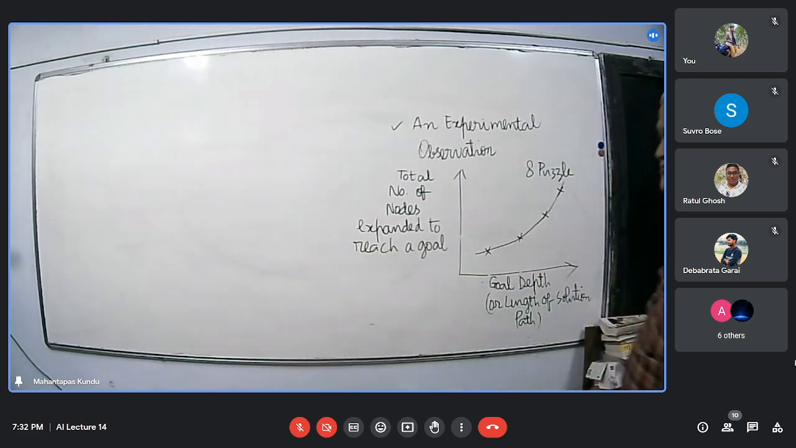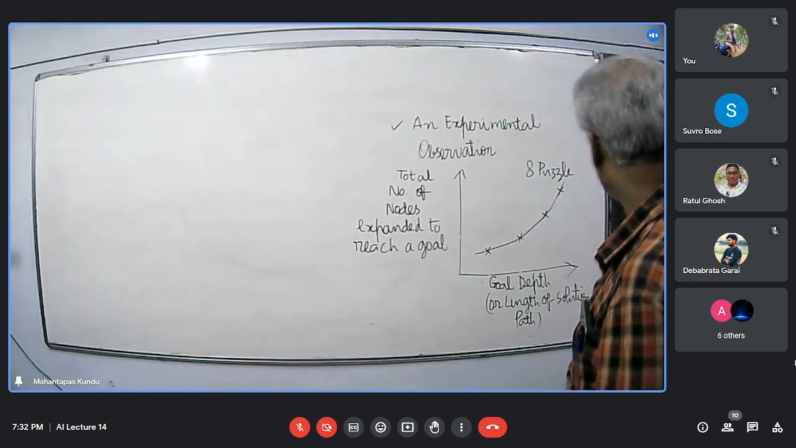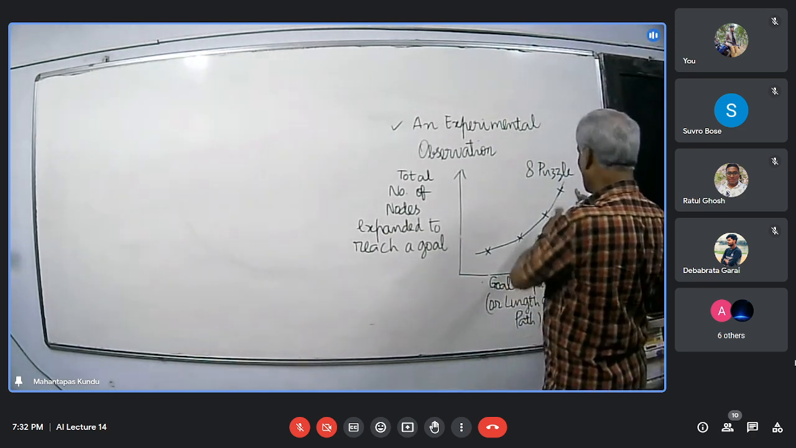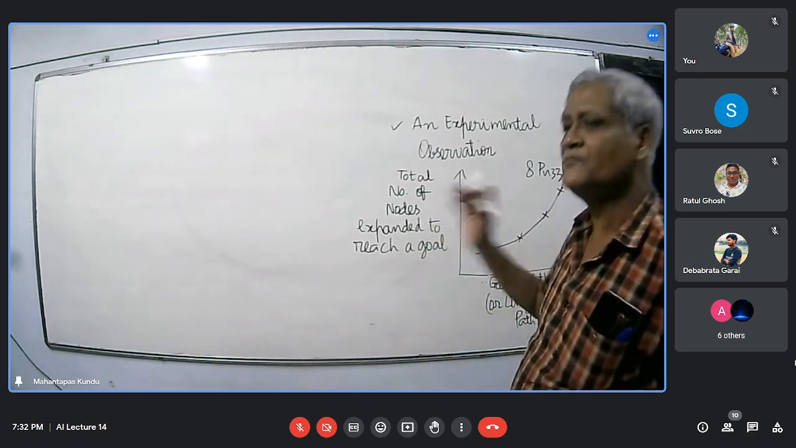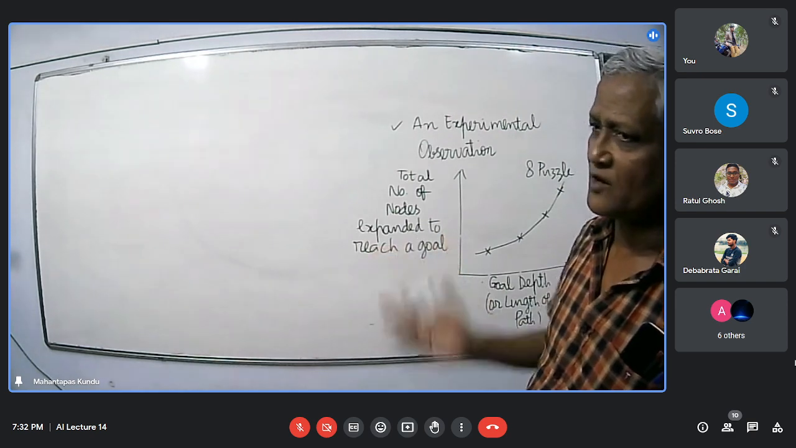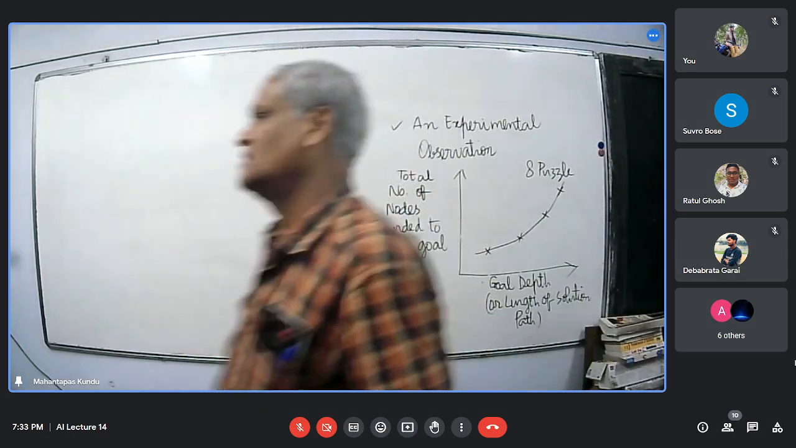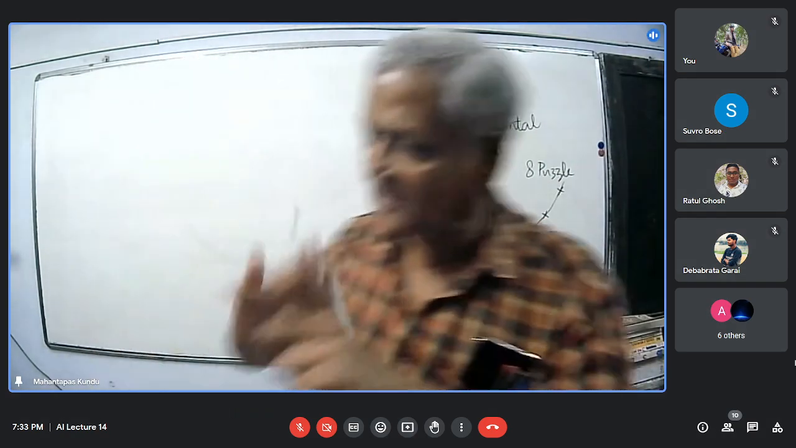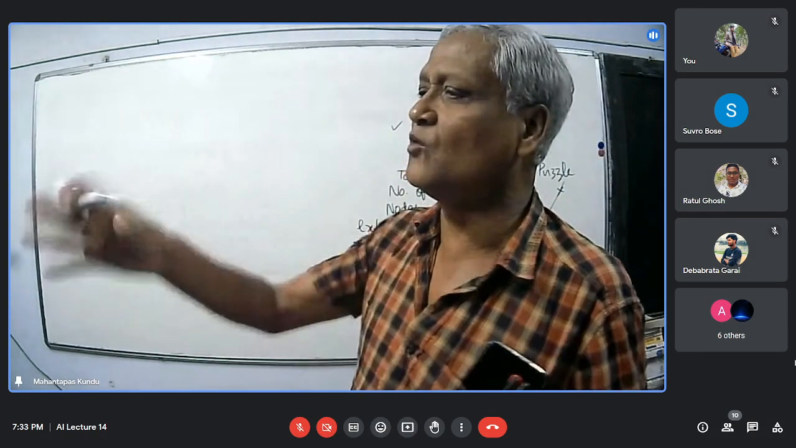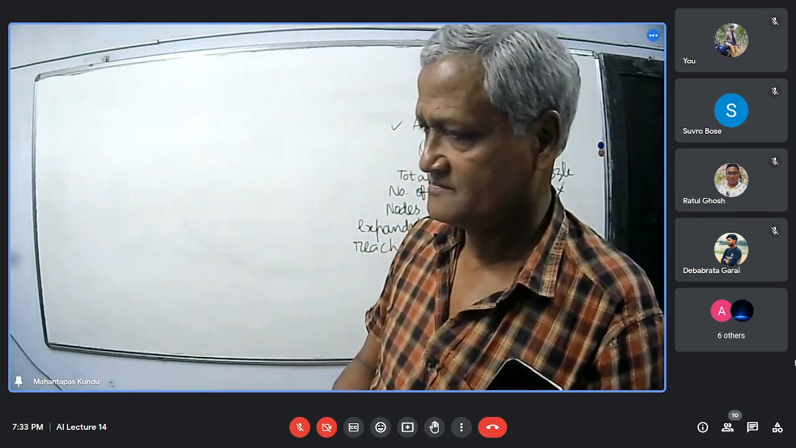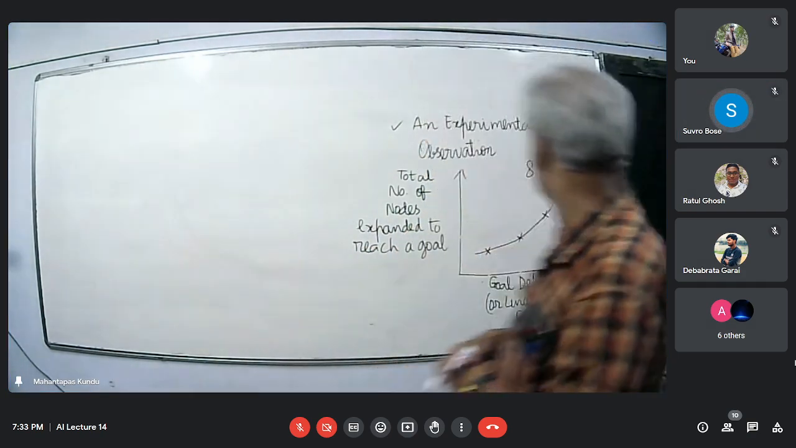So the nature of the curve is that with increasing goal depth, the total number of nodes expanded to reach a goal also increases. And it is quite obvious. The larger the goal depth, the larger the state space. The larger the state space, the more the search. Do you agree with me? Yes, sir. Okay.